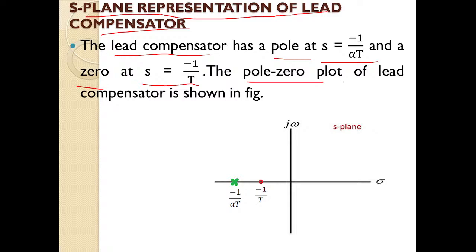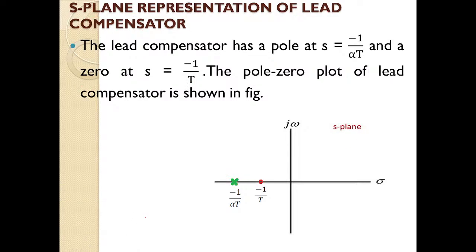If we plot this pole and zero on the S plane, if you locate this pole and zero on the S plane, then this is how it will look. This is the pole of the lead compensator, and this is the zero of the lead compensator. So this is the location of the pole and zero on the S plane.